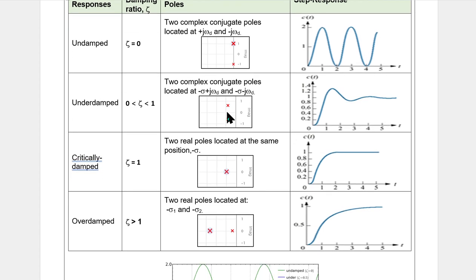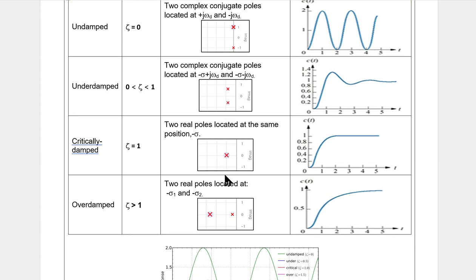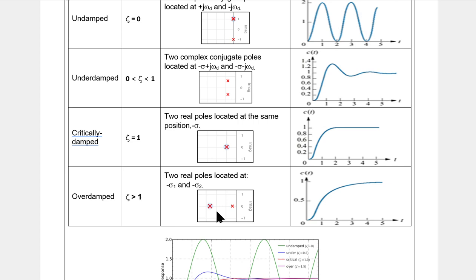For critically damped, these 2 poles will actually come and merge to one specific real value, a negative value here. So both poles have the same value. And then for overdamped, both poles will be 2 different negative real numbers. So these are the positions of the poles.